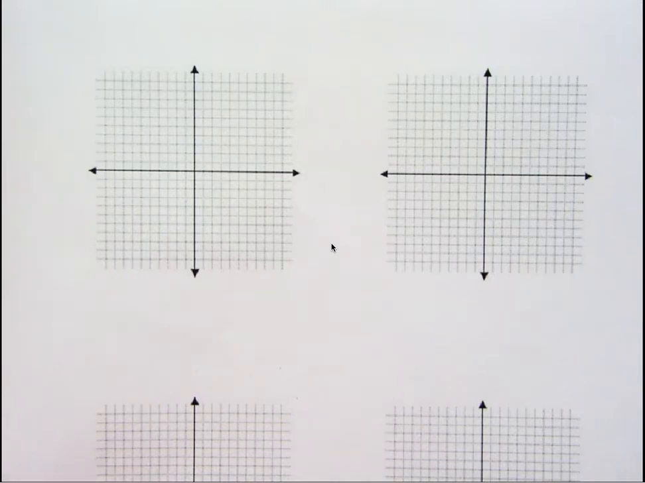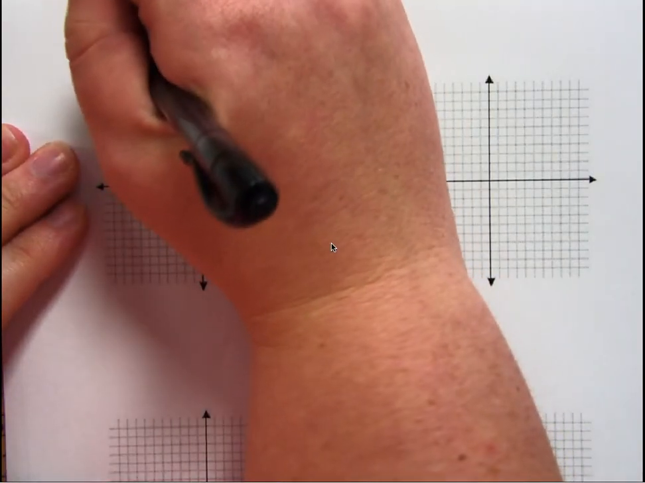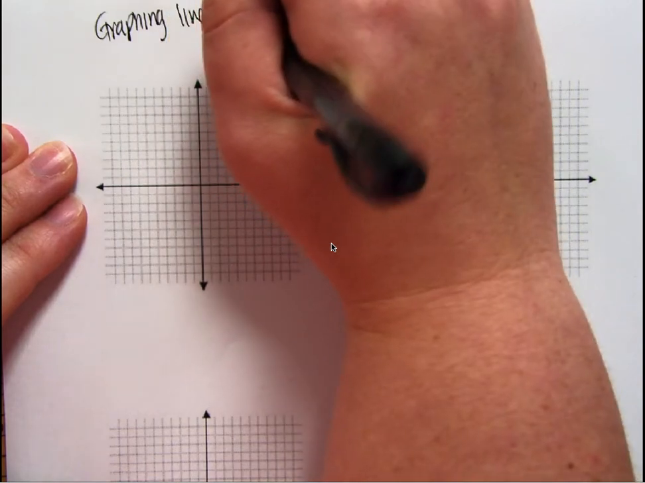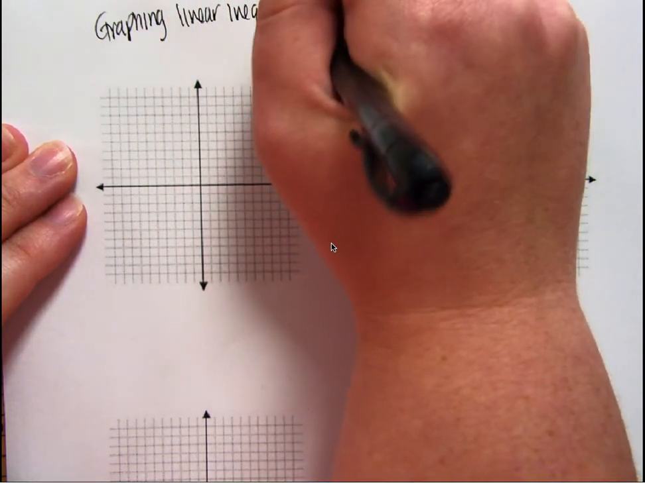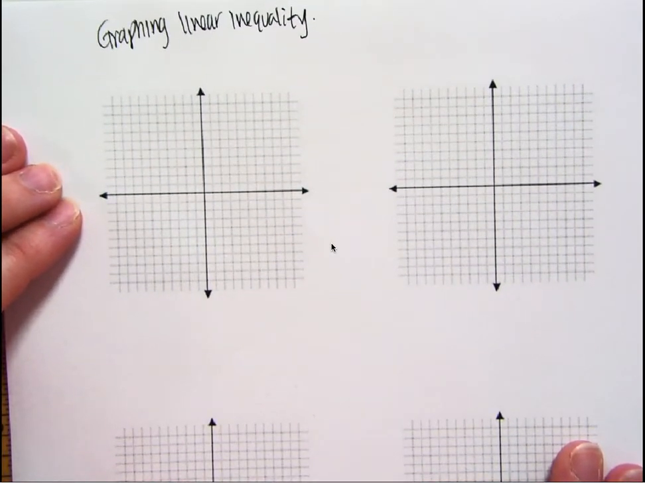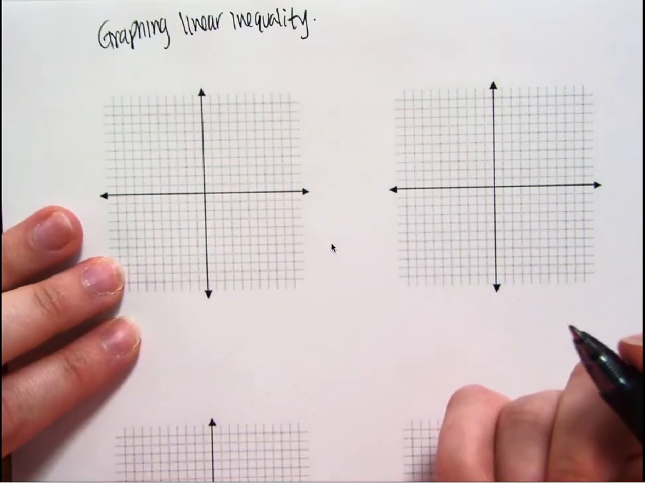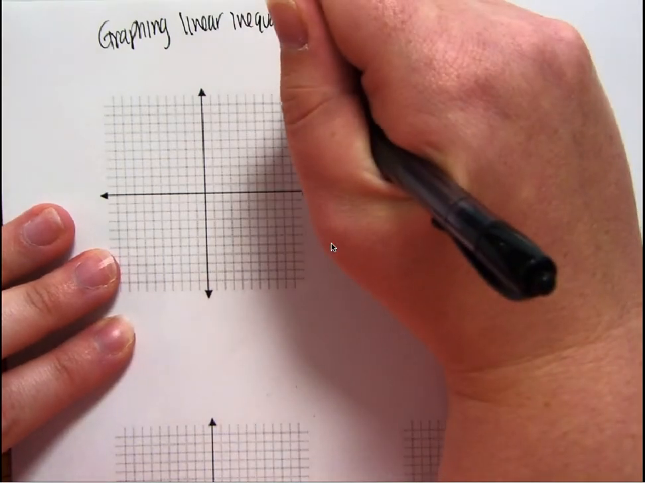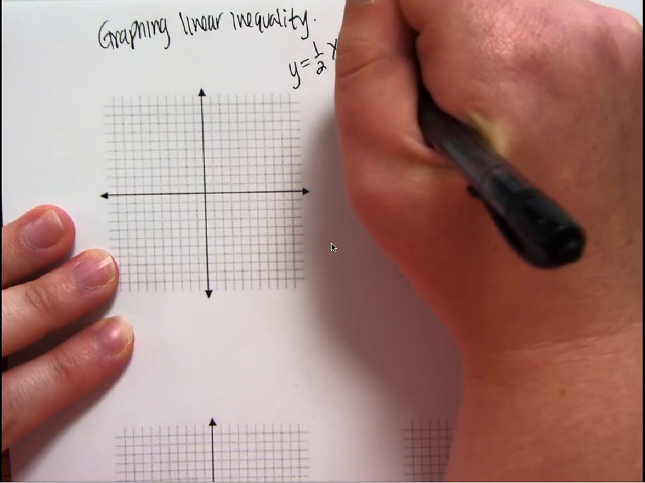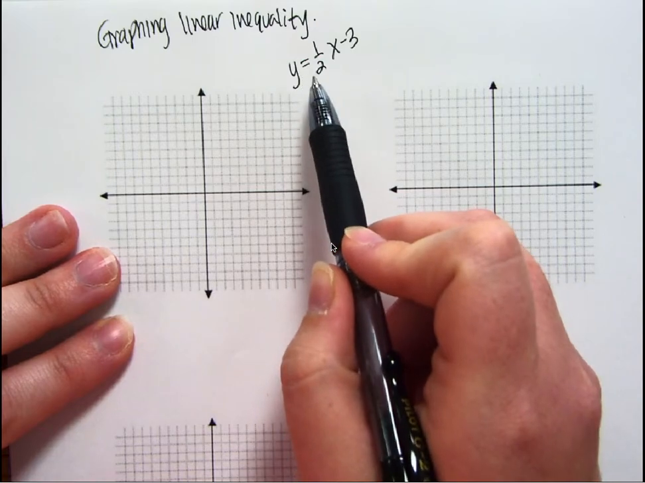Hi, today we're going to be talking about graphing a linear inequality. The idea is you want to graph on an XY coordinate grid the solutions to that inequality. So let's say I want you to graph y equals 1/2 x minus 3. Just so we're clear, this is not an inequality. This would be an equality because of the equals.